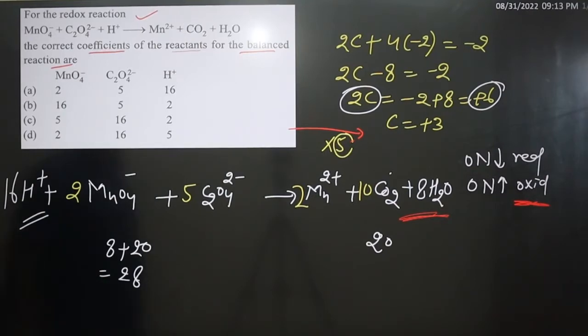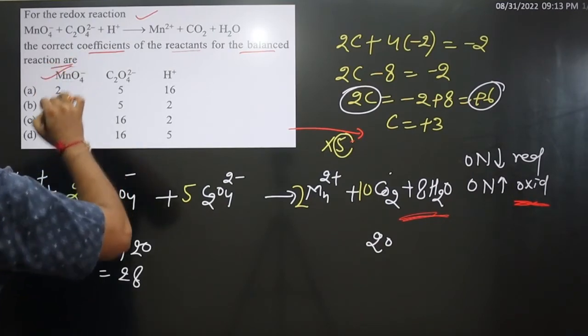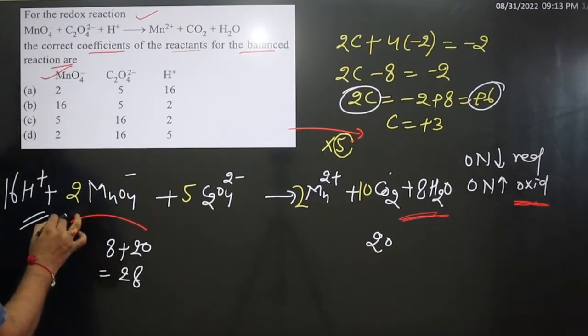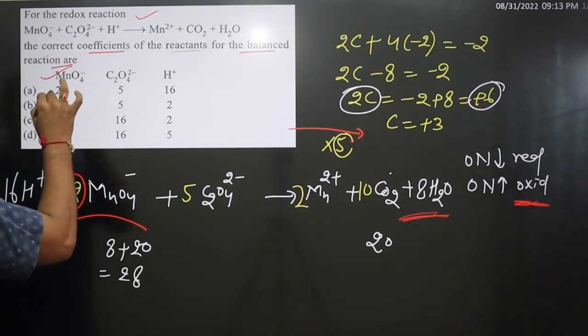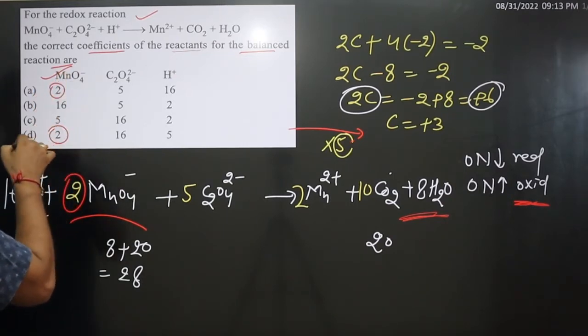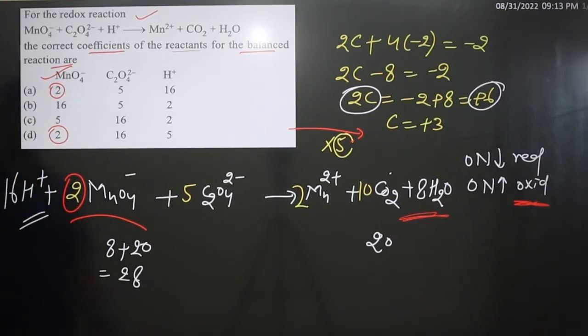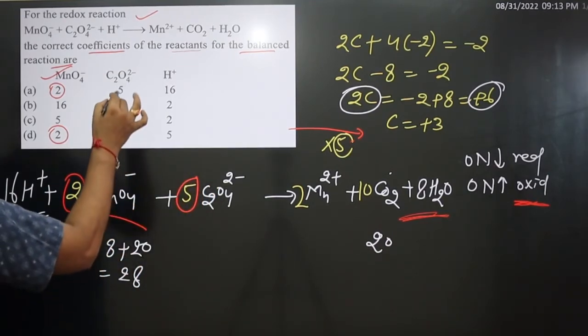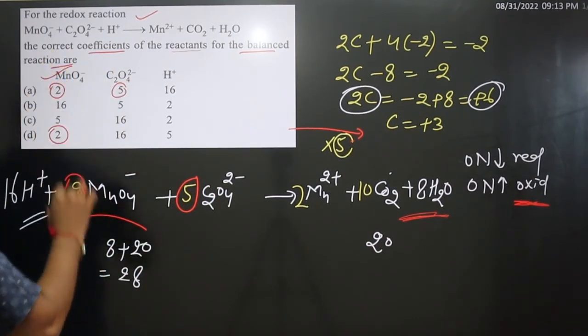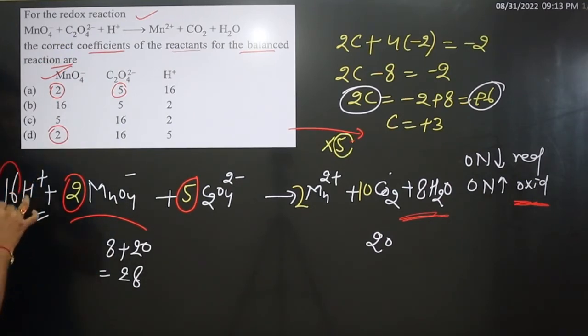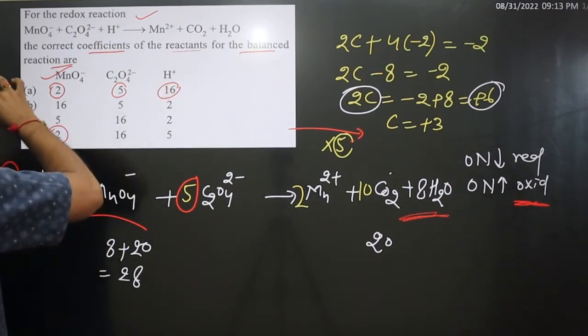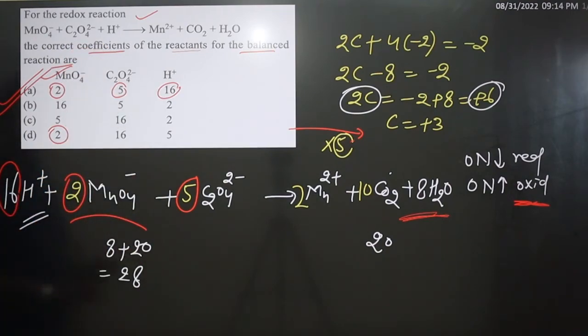Now we can find the coefficients on the reactant side. Pay attention here. First is the permanganate ion, 2 is there. We get 2 in options A and D. Next we have the oxalate ion, which is 5. We get 5 only in option A. And then H plus ion, how many? 16. Here we got 16, which means option A is correct.